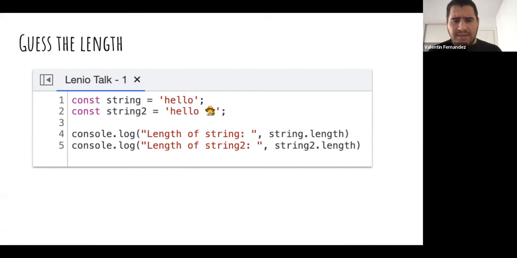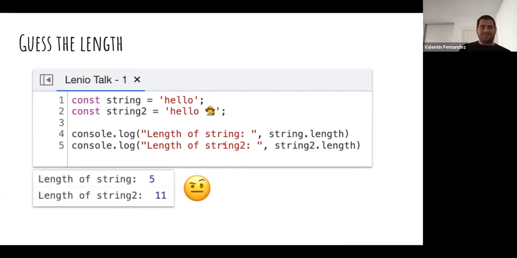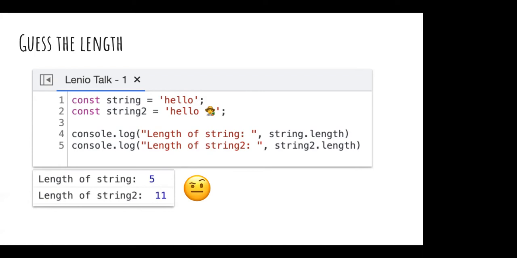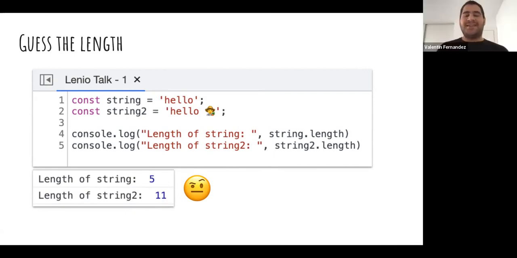Some of you say 8. Let me take a look at the chat here: 8, 7, okay, 10. That's pretty interesting. So let's take a look at the outputs. We get a 5 and an 11. That's pretty weird. And Mario said 11. Okay, so today we're going to have an answer for this question.